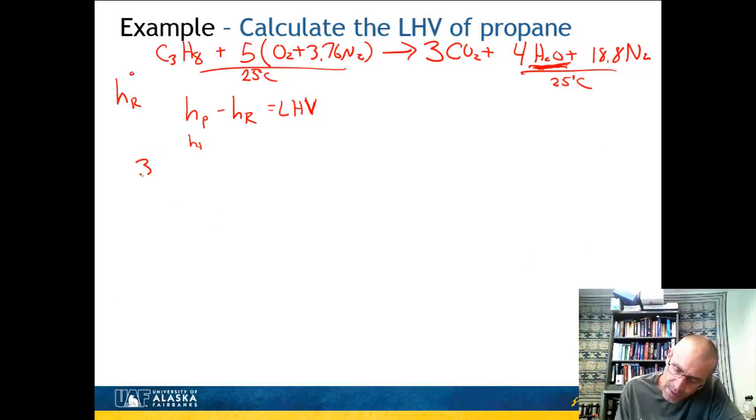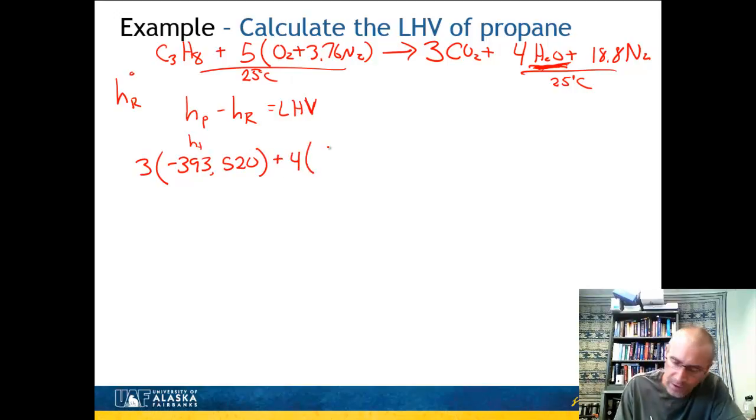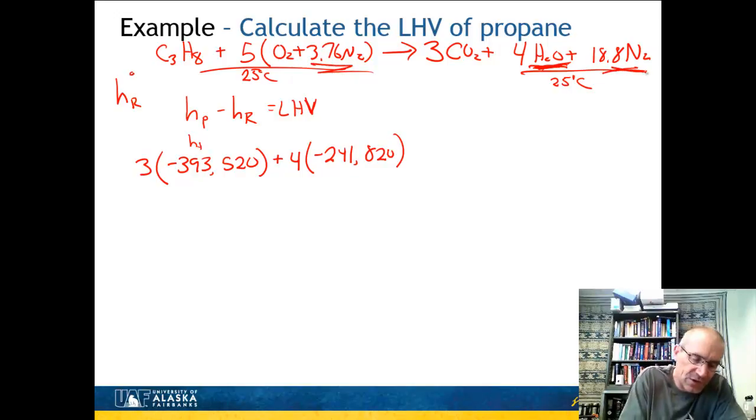I've got 3 moles of CO2, and I have a minus 393,520. That's the enthalpy of formation of CO2. Then I need to add the 4 moles of water, that is minus 241,820. Since I've got this nitrogen at 25 and this nitrogen at 25, those values are going to cancel out. I won't even bother putting those in there.